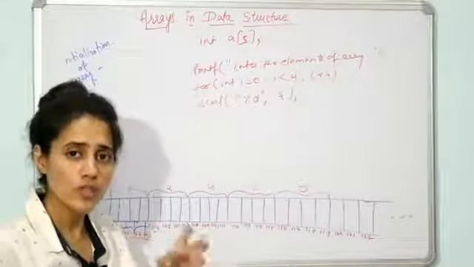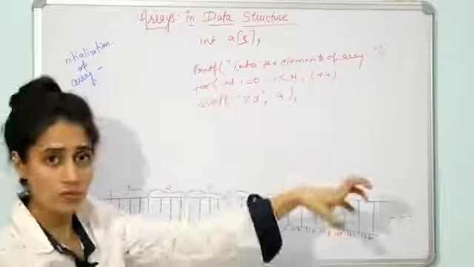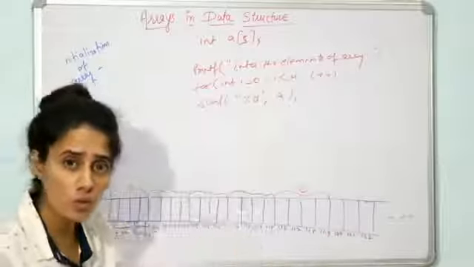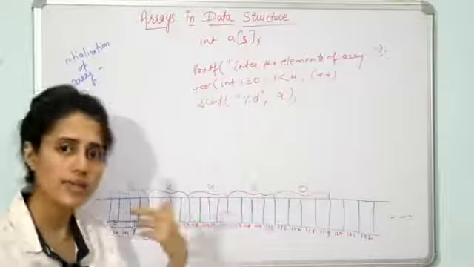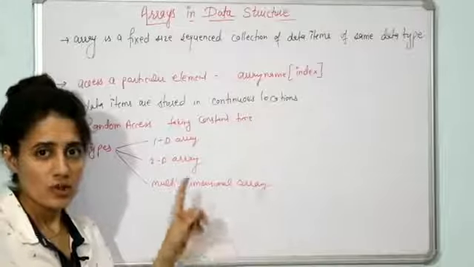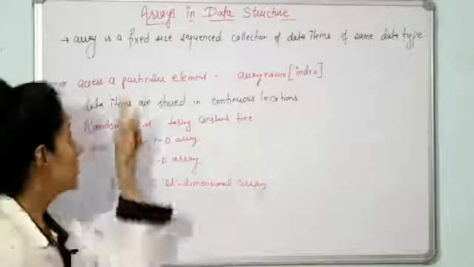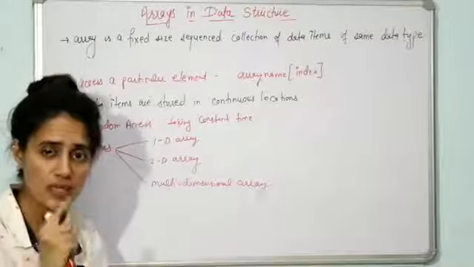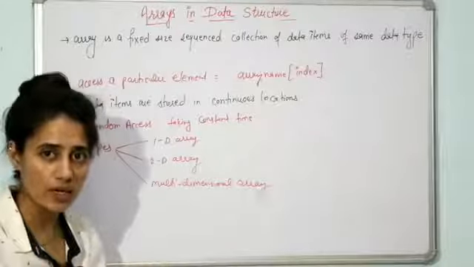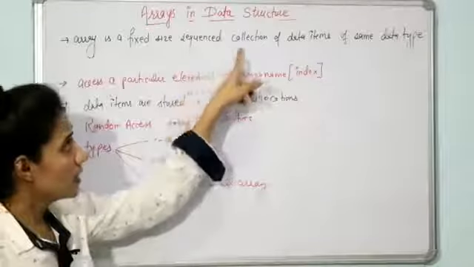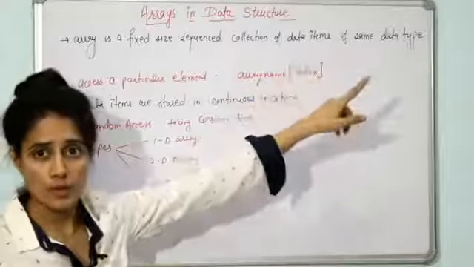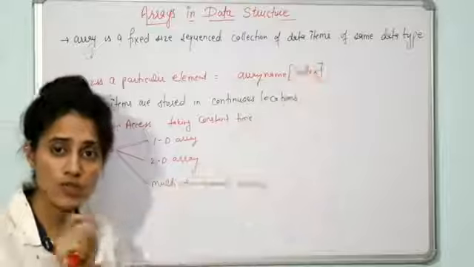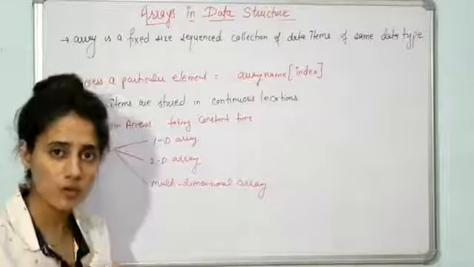I am going to discuss how the data is to be taken from the user and stored in the array in the next video. So these are some points that we have discussed in this video. See, array is of fixed size. Fixed size means once you have declared the size at compile time, you cannot change it at runtime. It is a fixed size sequenced collection of data items of the same data type. Data items should be of the same data type. That is also a drawback of the array.